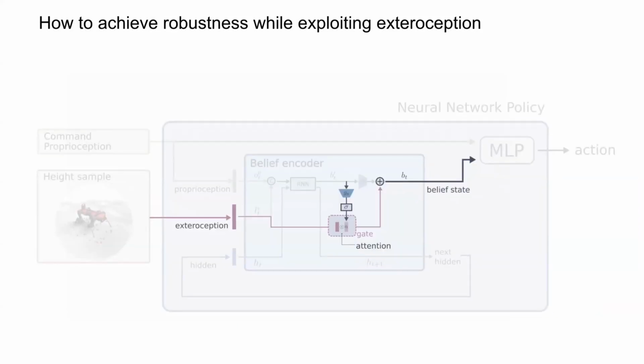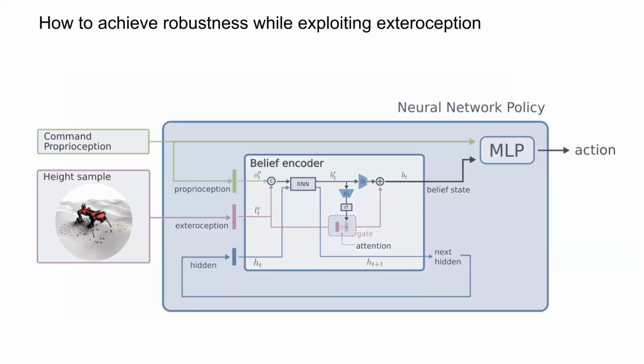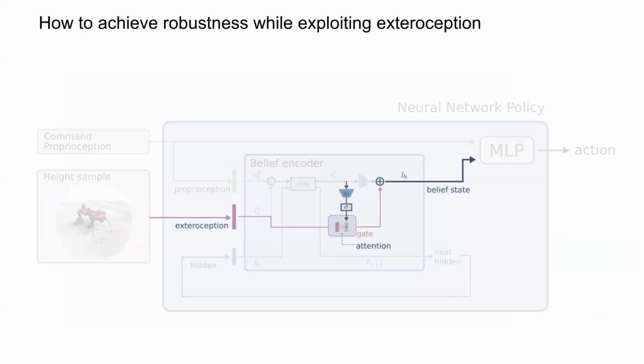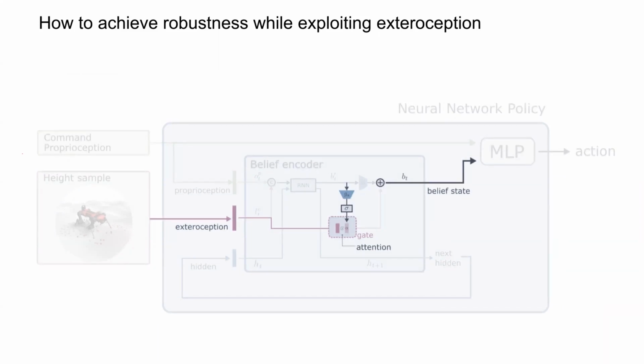In this work, we propose to use the belief encoder, which combines both the proprioception, which is the body information, the joint state, and body orientation, plus the exteroception, which is coming from the map. Inside this encoder, it has the attention gate. Based on the context, if the exteroception seems to be correct, it directly uses this information in the belief state. But when it seems to be not correct, we can block this information, ignore it, and purely rely on the proprioception.